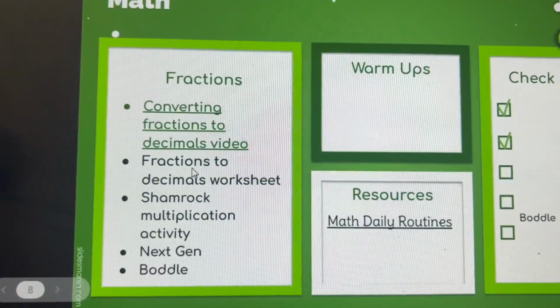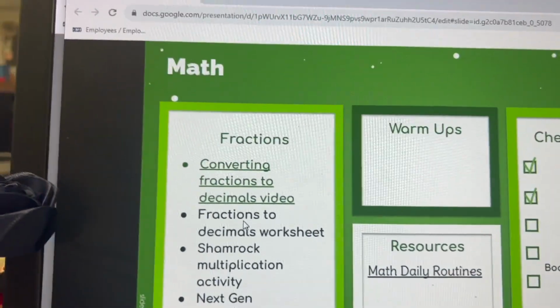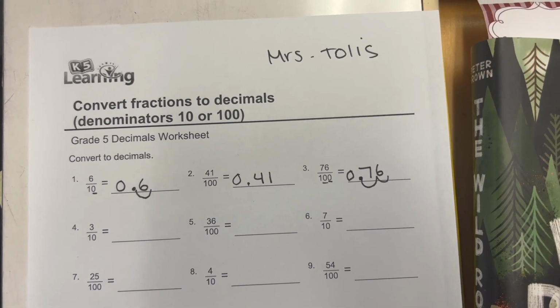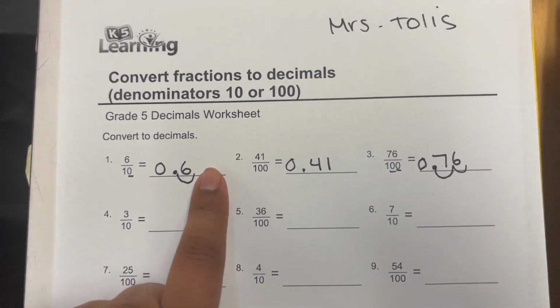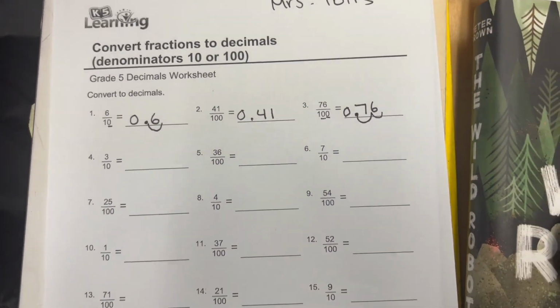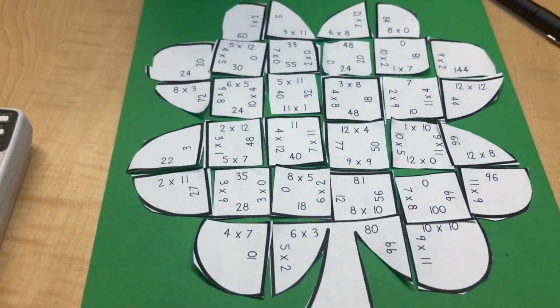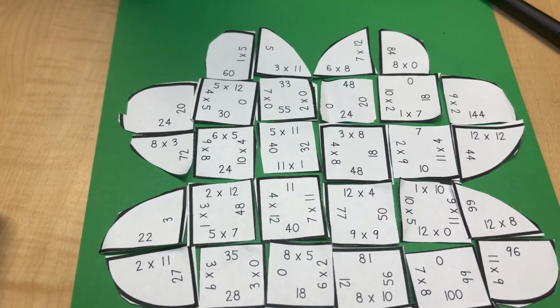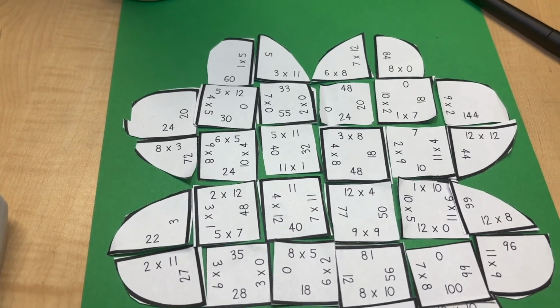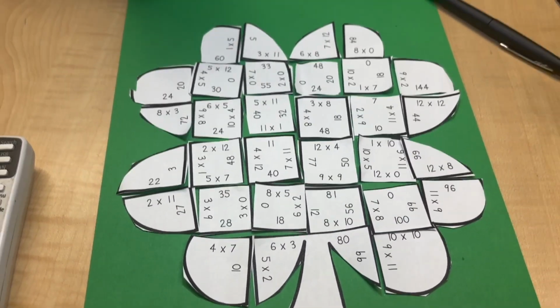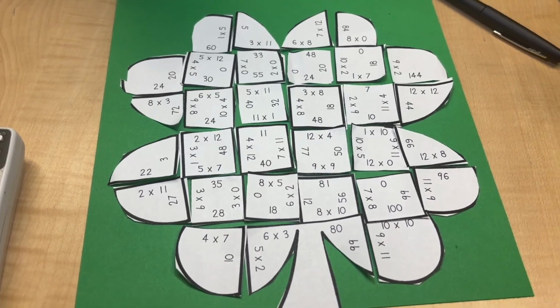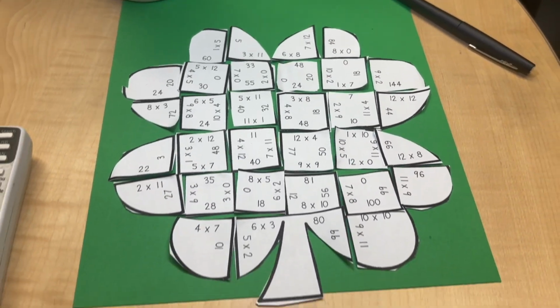After that, we moved on to math. We watched this video about how to convert fractions to decimals. Then we went over the math worksheet. This was the math worksheet we went over. I went over 3 examples with them and then they finished them on their own. And then we moved on to the 4-leaf clover multiplication activity. I finished it while they started working on it. It took me a while, so I understand why they didn't finish, but this was the end result.